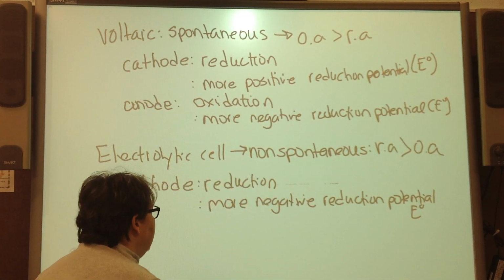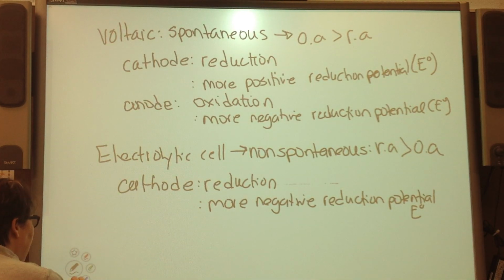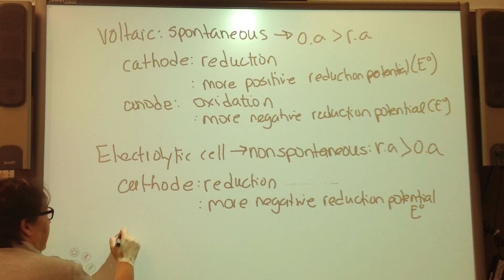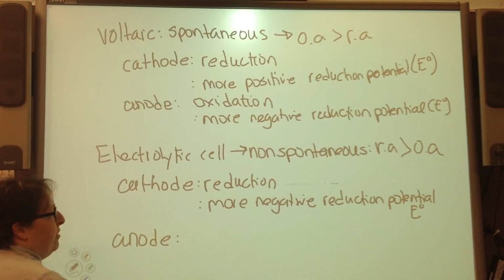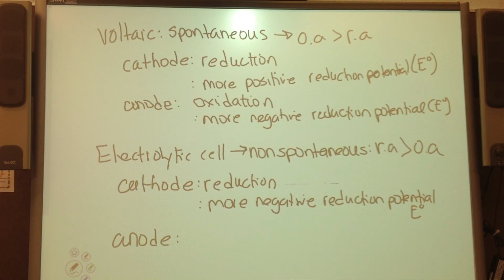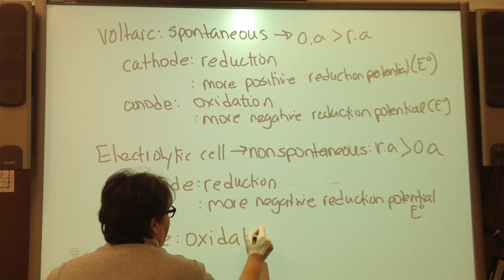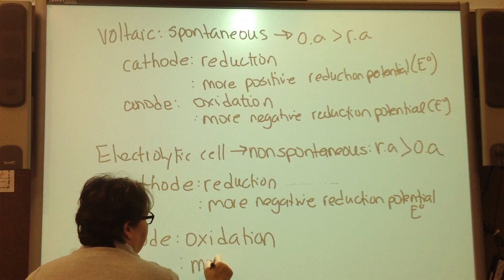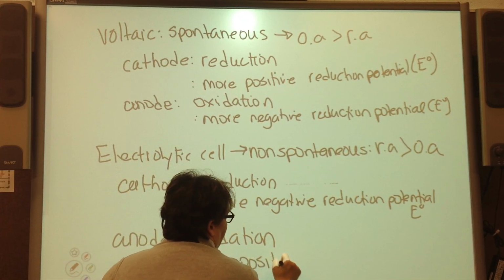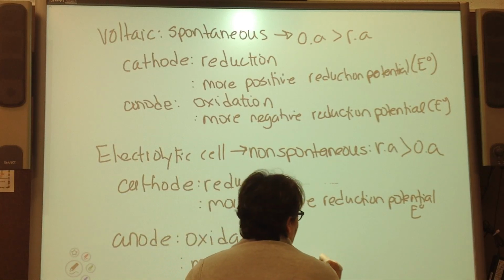So if they gave you a bunch of numbers, you should be able, in theory, to look at your table of standard reduction potentials on the side and see what the reduction potential is. And if you have a more negative number, but your reaction is actually happening, then you know it's electrolytic. Anode. What happens at the anode? Oxidation. It doesn't change. However, you'll have a more positive reduction potential.